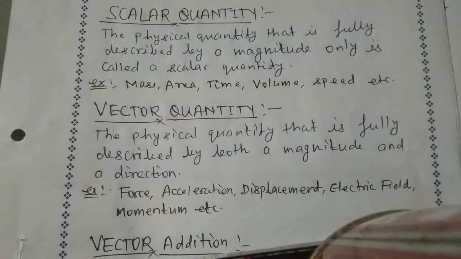What is force? A force has 10 newton. For example, let's say a particle is here and we apply a 10 newton force. But in what direction? So direction matters here. Acceleration 1 meter per second square is the acceleration, but in what direction? So in these physical quantities there is need of direction as well as magnitude. So these are called vector quantity.